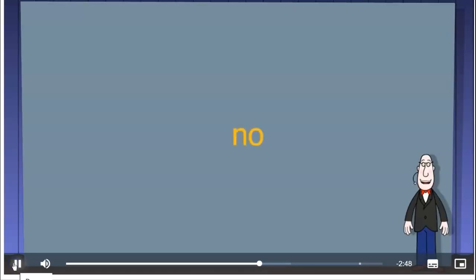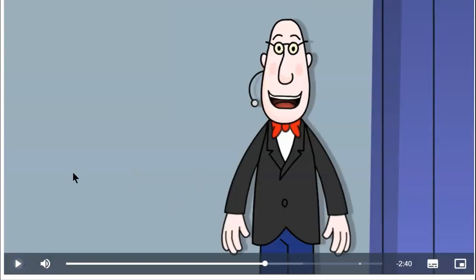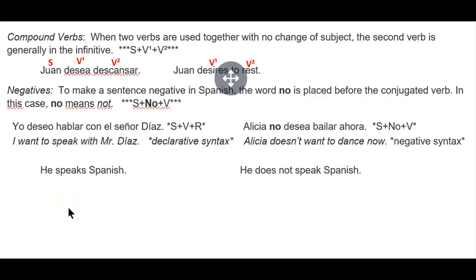To make a sentence negative, add no before the conjugated verb. Alicia no desea bailar ahora. Let's make sure that you've written this down or that you're understanding. So Juan desea descansar. We've got two verbs here. The first one is considered verb 1. It changed to go with Juan. The second one is left alone, ends in an AR. We do that in English. Desires to rest. To rest is an infinitive. And with the negatives, to make a negative, you have to put the no in front of the verb, right? So we're going to get subject, then no in front of your verb.